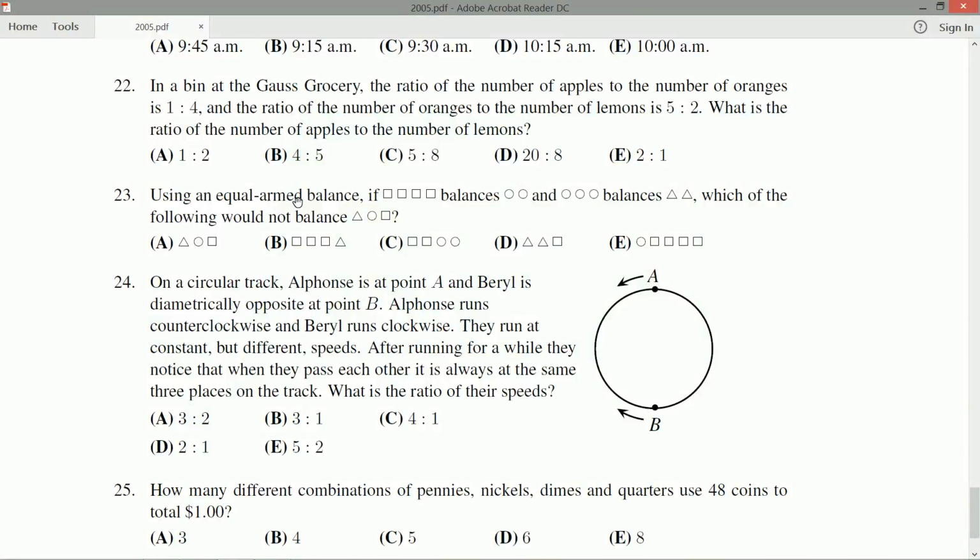Using an equal arm balance, if 4 squares balances 2 circles and 3 circles balances 2 triangles, which of the following would not balance? Not balance, that's a weird one. Usually they'd ask which balance. So a lot of these have to balance this, but would not balance: one triangle, one circle, one square. Okay.